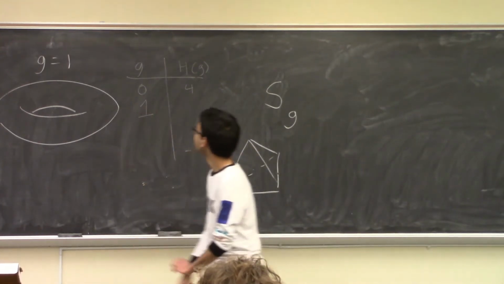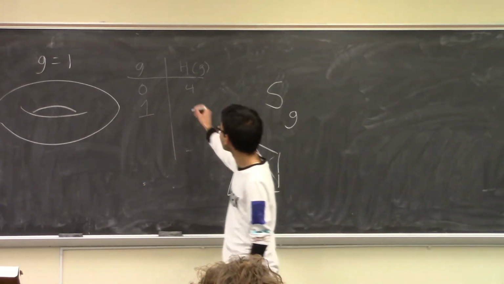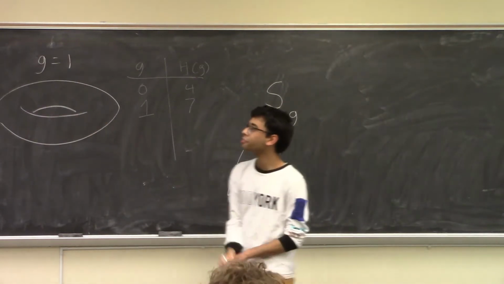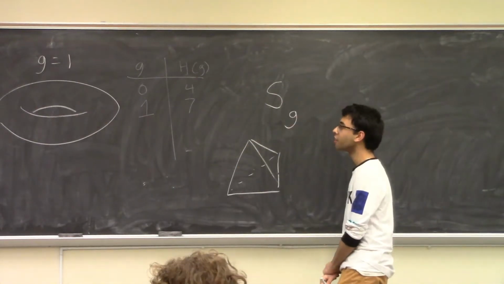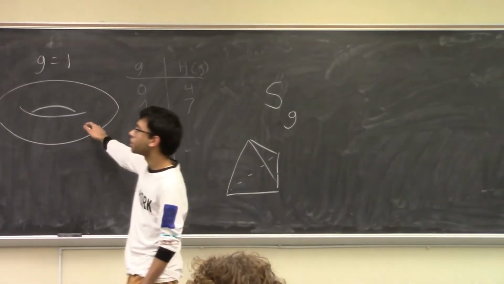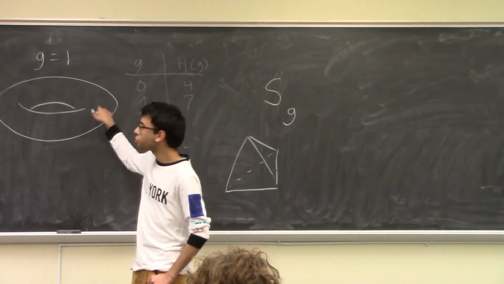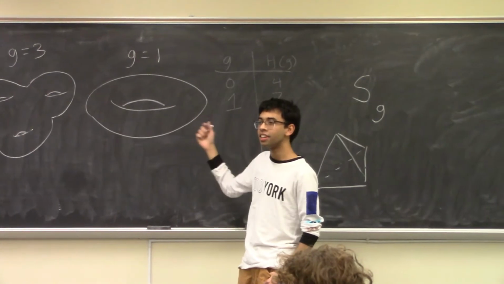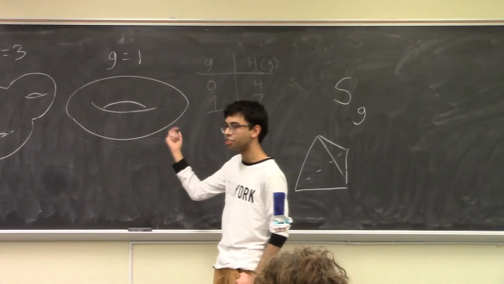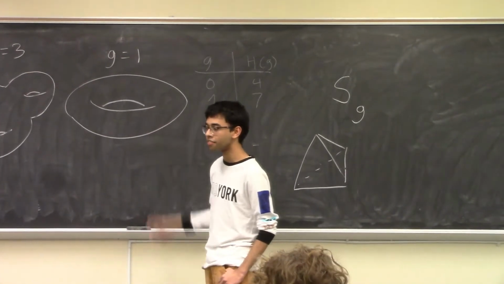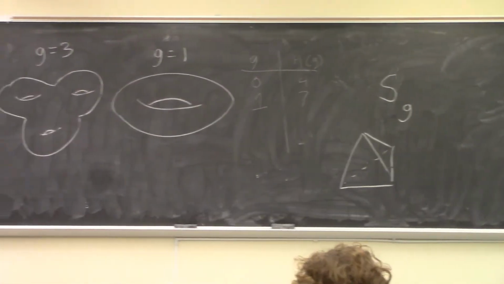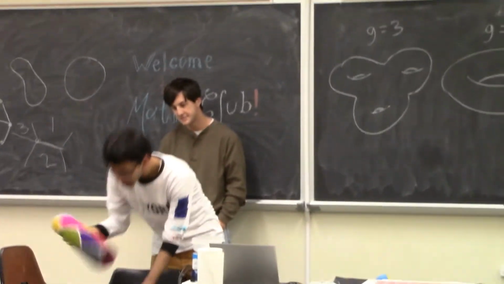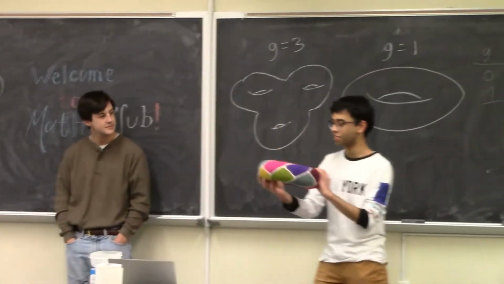For genus 1, plugging 1 into that formula, we get 7. What the Heawood conjecture is saying is that on the torus, the maximum number of regions you can have such that each region is adjacent to every other region is 7. And here is the 7-color map on the torus.